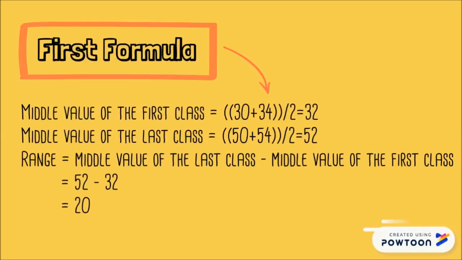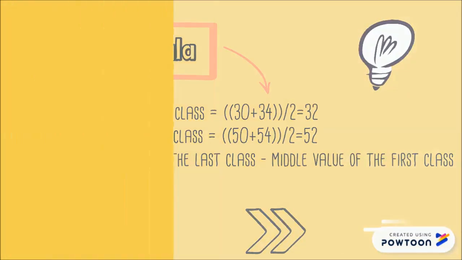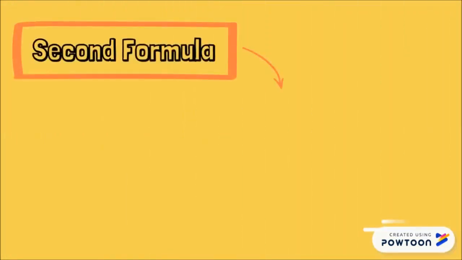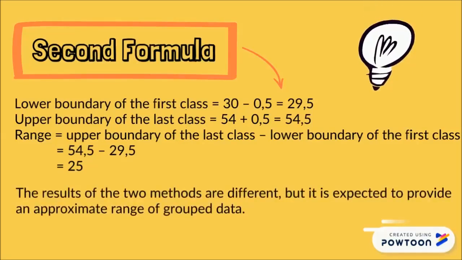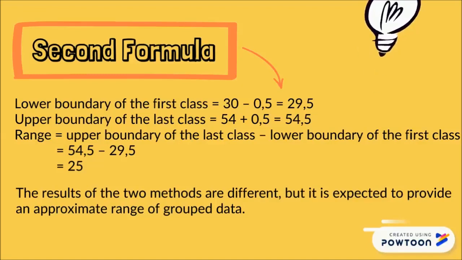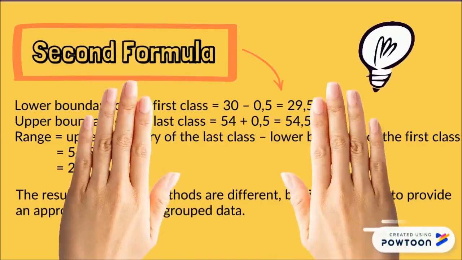First formula, range is the middle value of the last class minus the middle value of the first class. Range is equal to 52 minus 32, equal to 20. Second formula, range is the upper boundary of the last class minus the lower boundary of the first class. The results of the two methods are different, but it is expected to provide an approximate range of group data.